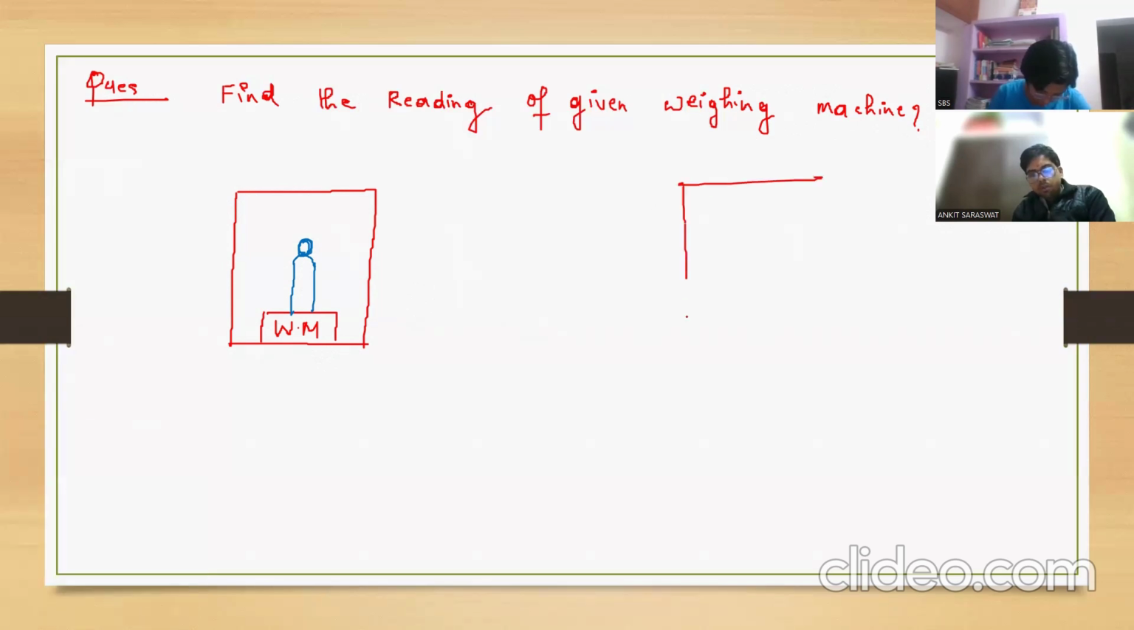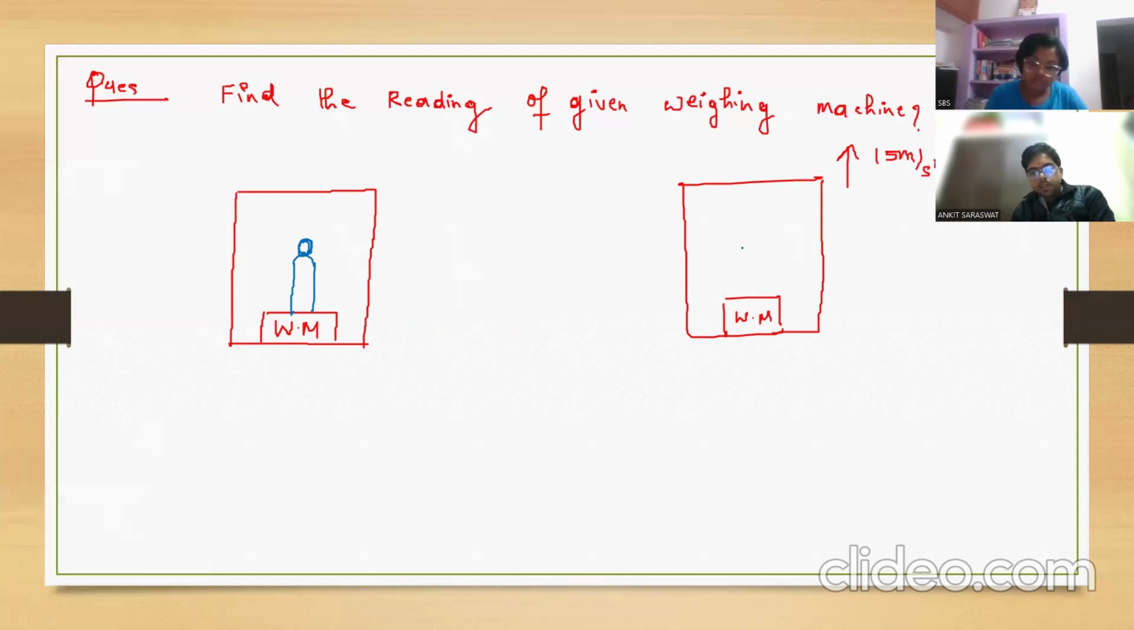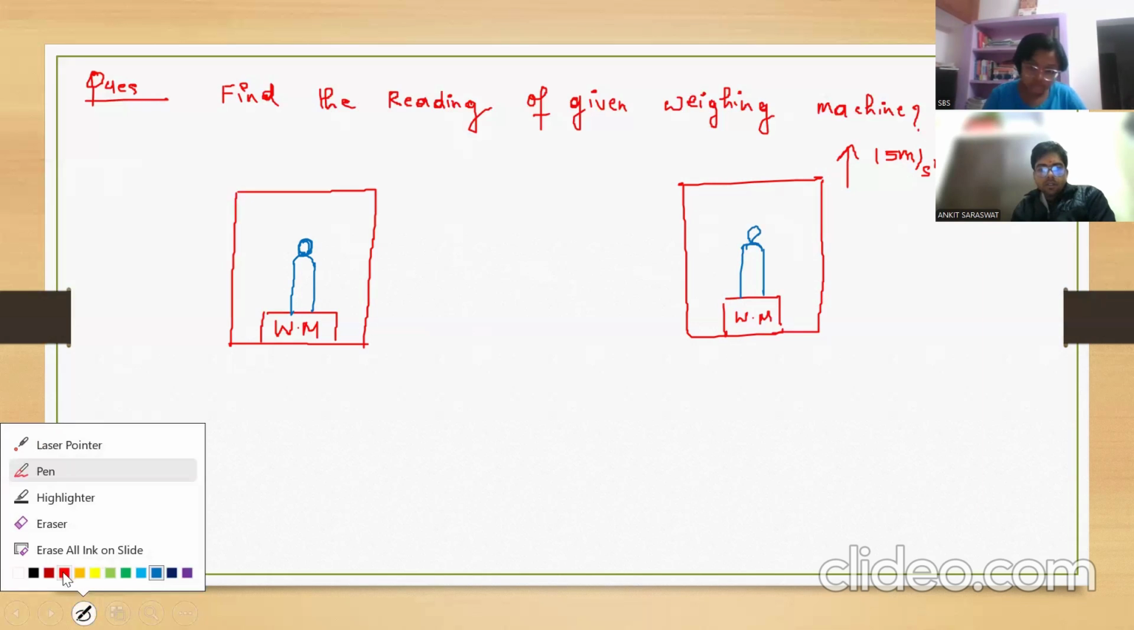Now this lift is moving with a certain acceleration. You have to tell the reading of the weighing machine in all these cases. Lift is going up with 15 meter per second square. Now what is the reading here, with the person standing here? Clear? Simple. Find the normal reaction force between the body and the weighing machine.